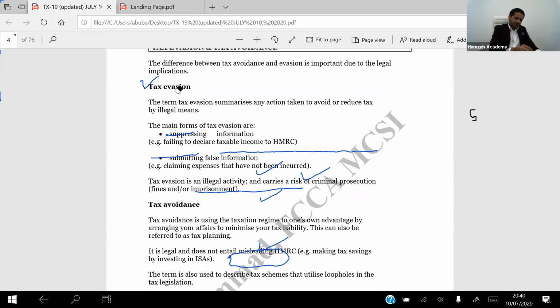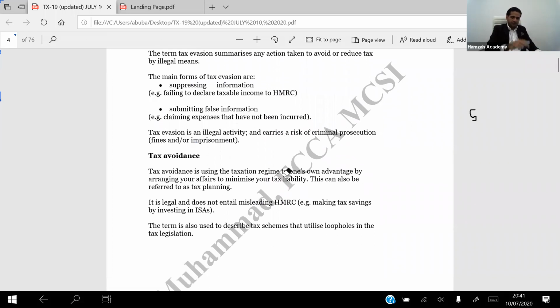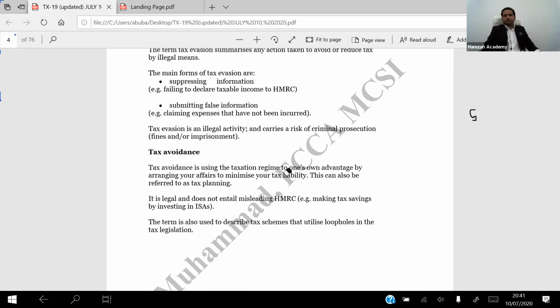I'm sorry. Let me just quickly erase this so we can move forward. So I just took advantage of the law which was available right in front of me, or I had a good lawyer or tax advisor who advised me. Simple. So tax avoidance is the advantage gained by arranging your affairs to minimize your tax liability.